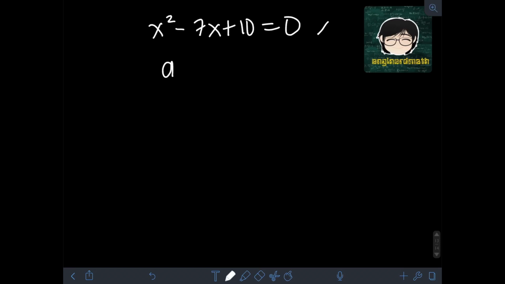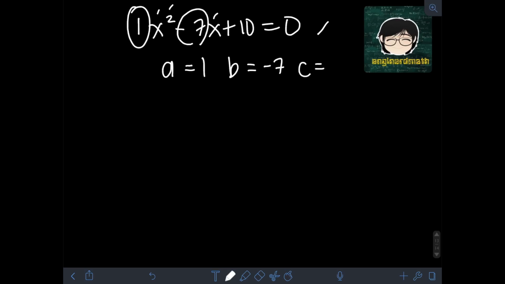For a, it is the numerical coefficient of x squared. Since we don't have a numerical coefficient in the x squared, it automatically means that the numerical coefficient is 1. So therefore, a is 1. For b, the numerical coefficient of the x term is negative 7, so b is negative 7. And for c, we have the constant term as positive 10.